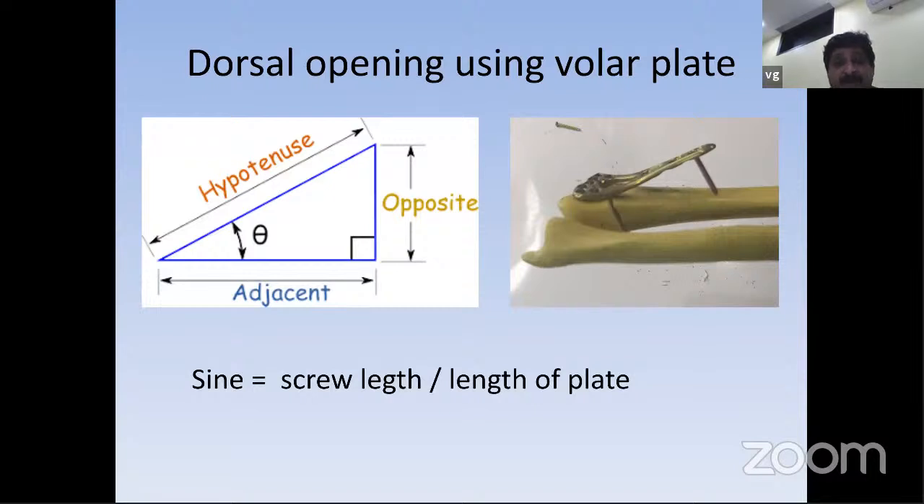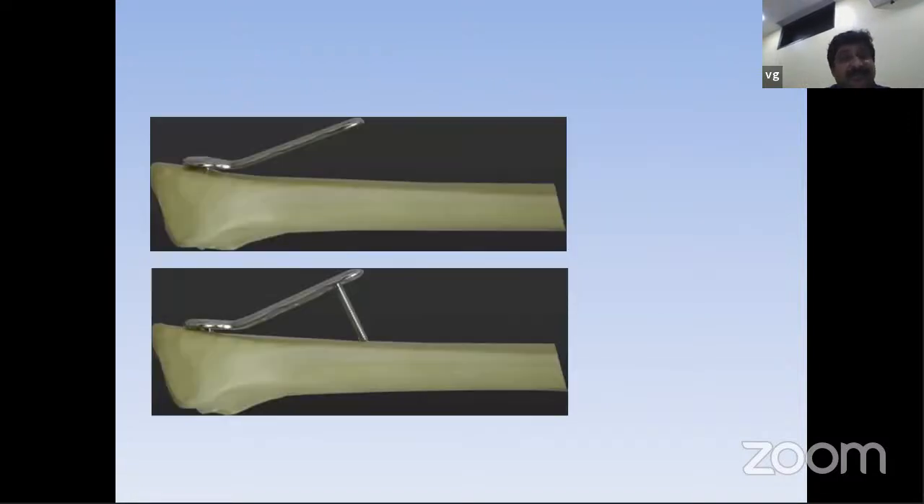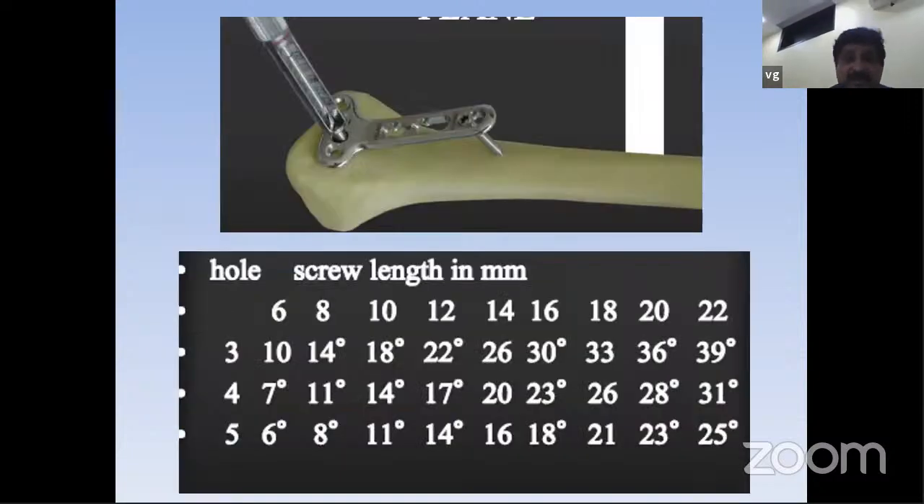Now there is some amount of trigonometry involved. You can see on the model, this plate is like a triangle. Base of the triangle, the hypotenuse, is the length of the plate, and the perpendicular is the length of the screw, which you have already put. So this is a well-described technique. Jesse Jupiter even published it. So this was for the standard plates.